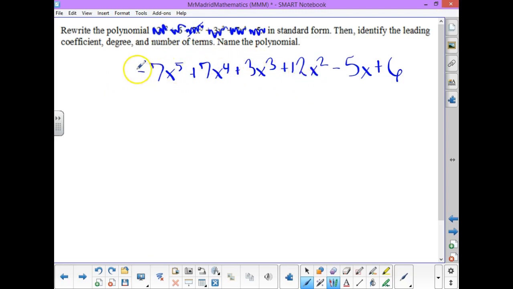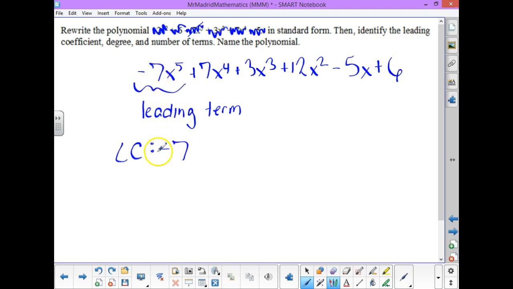Then identify the leading coefficient. Here's the leading term, simply because it's up in front with the highest exponent. So in terms of leading coefficient, we have the -7. Remember, the coefficient is the number in front of the variable, so it's -7. The degree, in this case, is what? 5.